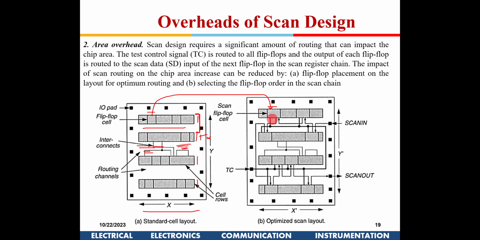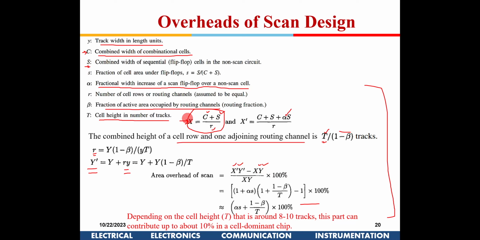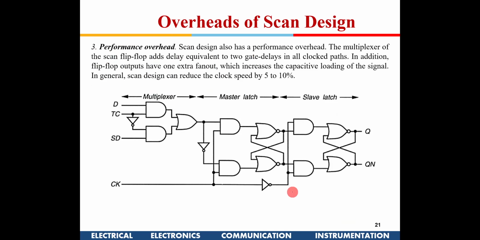Okay, so there are two parameters which will result in an increased area. One is the size of the scan flip-flops themselves with respect to the regular flip-flops, and second is the additional interconnecting route requirements. These are the two things which will result in slightly increased area.